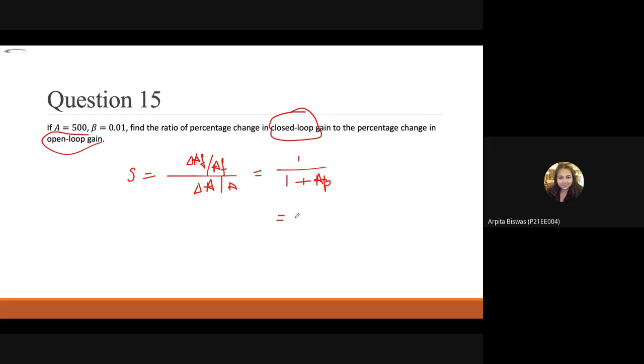So 1 by 1 plus A beta. The A value is given as 500 and beta is given as 0.01. So what is the answer? 1 by 6, or it is near about 0.1667.